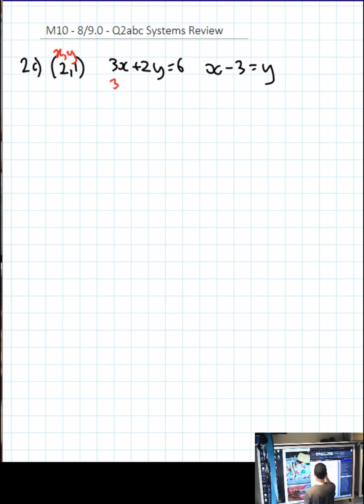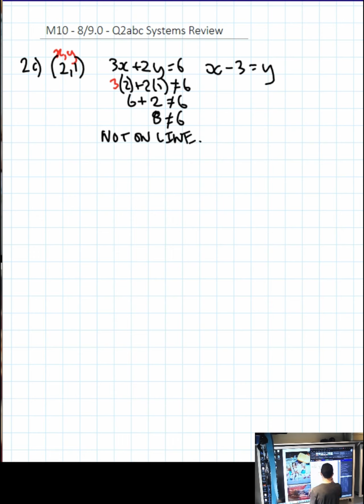We have 3 times the x value of 2 plus 2 times the y value of 1 equals, the right hand side says 6. On the left hand side we have 3 times 2 is 6, 2 times 1 is 2, 6 plus 2 is 8. The right hand side says 6. Not equal to each other. Not on line.